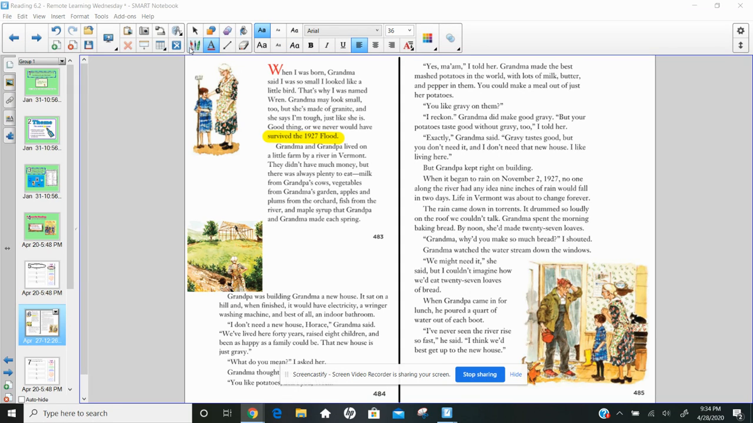Ooh, that sounds important. They said that there was 9 inches of rain that would fall in just 2 days. That's a lot of rain. It says the rain came down in torrents.